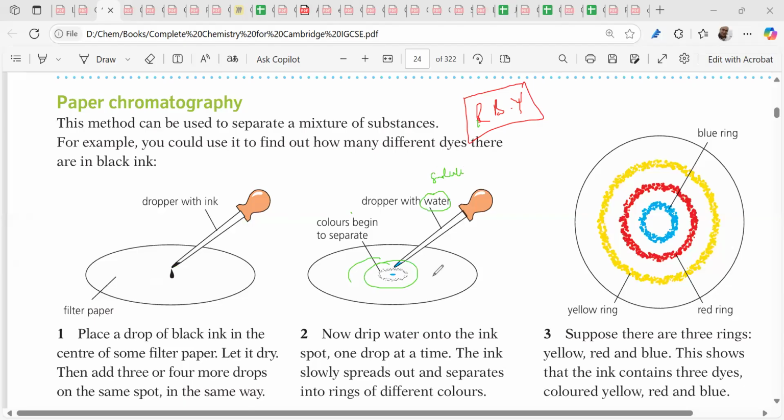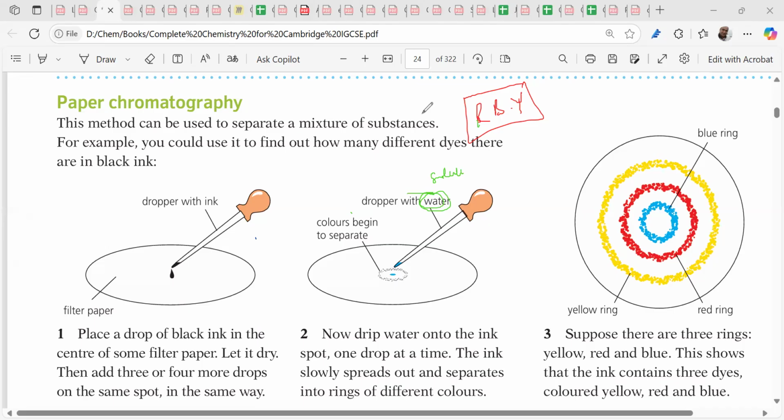Now over here, what happens? The water will be spreading like this, and when water spreads, you'll see that the yellow color traveled the fastest and the blue color traveled the slowest. The separation of the solutes happens. Can you see this? They were separated out. Now, which color was most soluble in the solvent used, that is H2O? Yellow. And which color is the least soluble? Blue, brilliant.